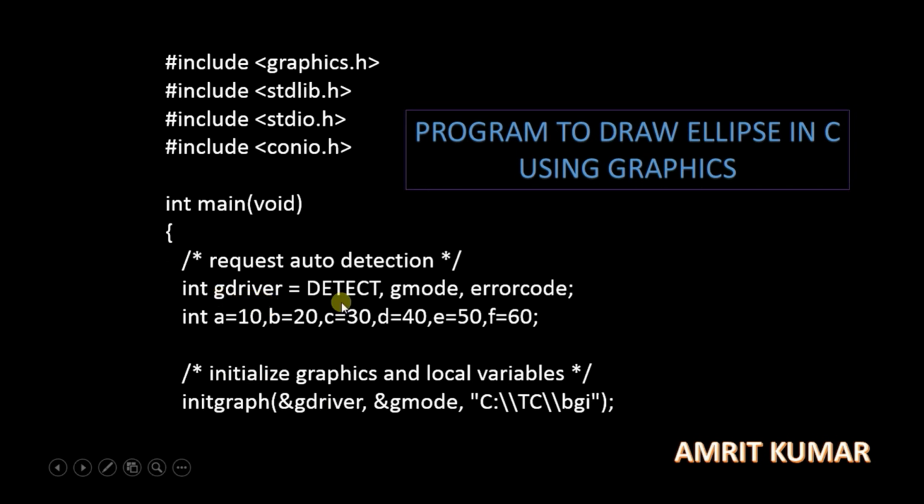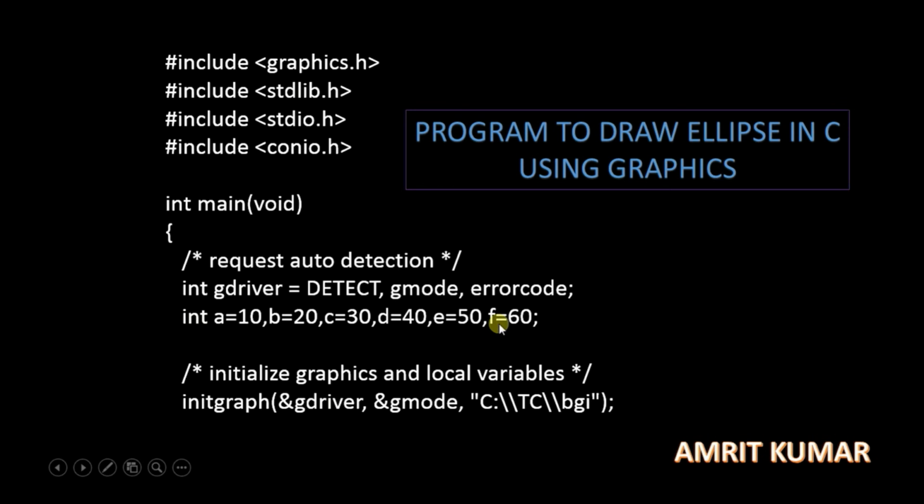After that, I am opening the main function, and here you are seeing that I am initializing gdriver of integer data type, and I am assigning detect to it. Similarly, gmode of integer data type and errorcode also of integer data type. Then I am initializing a variable which contains the value 10, b which contains 20, c which contains 30, d which contains 40, e which contains 50, f which contains 60. So these are variables of integer data type.